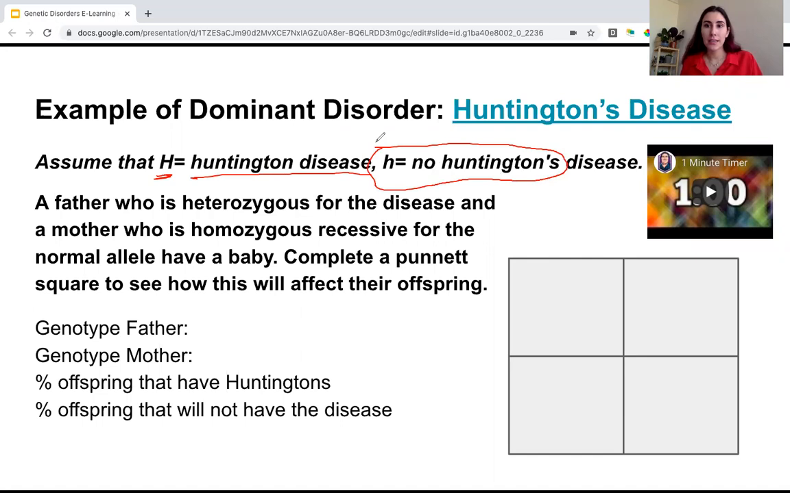So the example says, ignore this. I don't know why I have this timer, it's probably from last year.